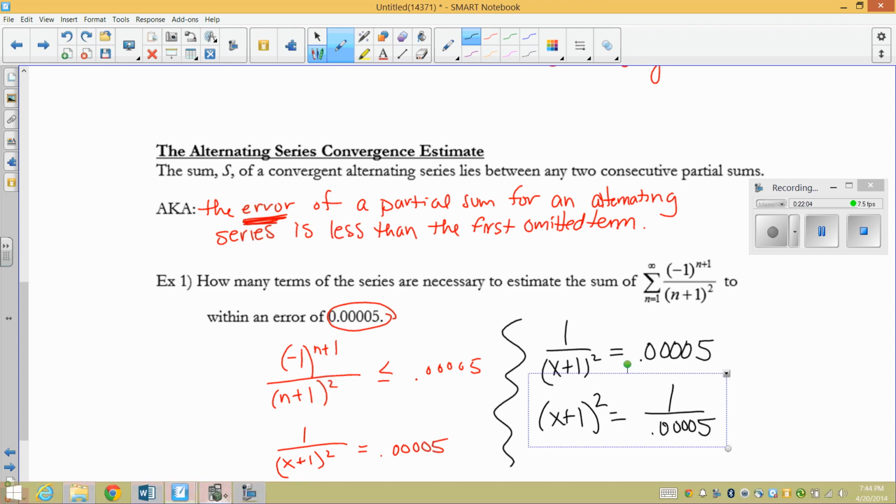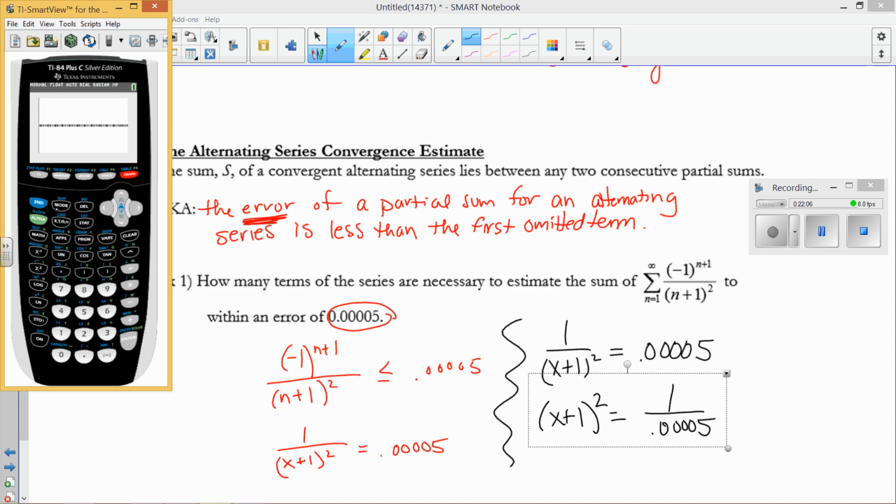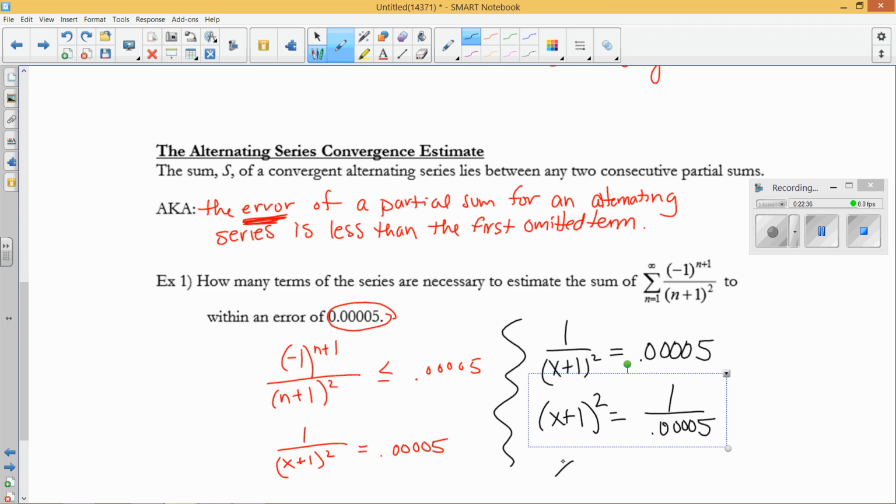0.00005. Come back here, calculator. Just do some math for me. 1 divided by 0.00005. Enter. What's that? 20,000? So x plus 1 squared equals 20,000. Square root that. I'm just going to raise it to the 0.5 power, which is the same as square rooting. 141. Take away 1. 140.4. So x is 140.4, which means we need 141 terms.